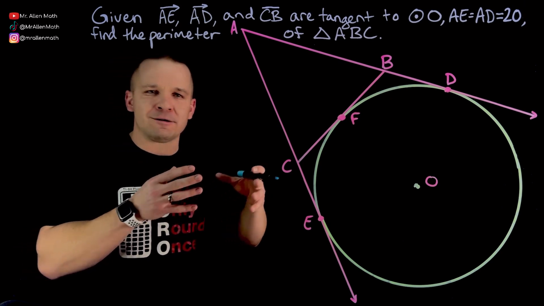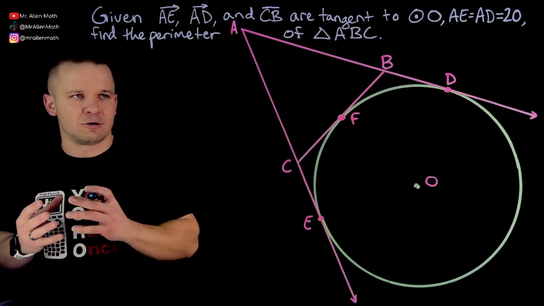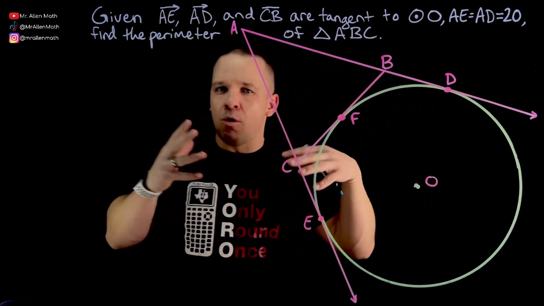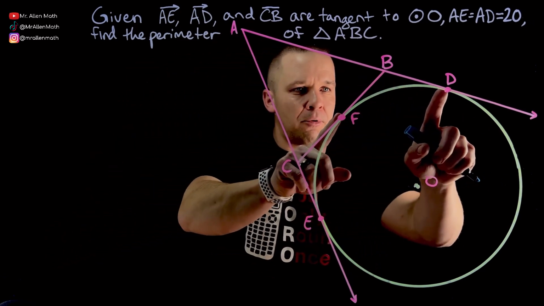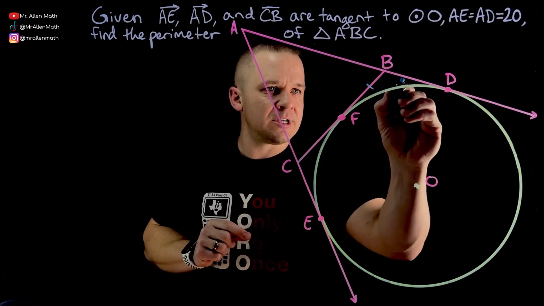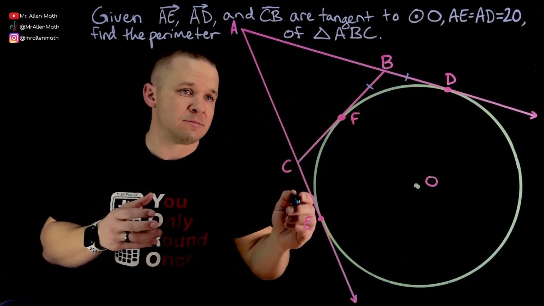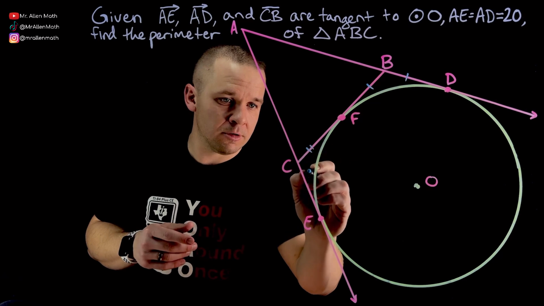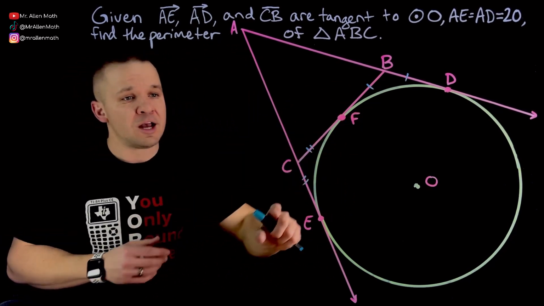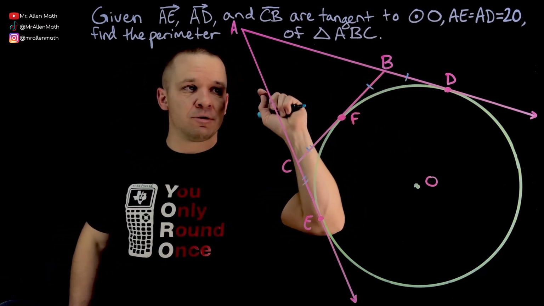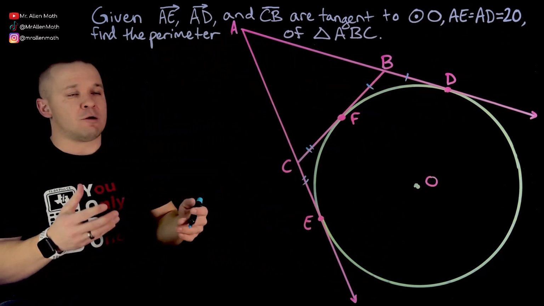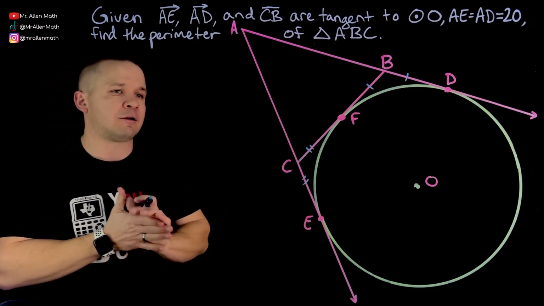So what do we know about tangents and circles? Well, if I have a tangent line, ray or segment, from the points of tangency to that external point out here, these two segments are going to be congruent, as will these two. But we don't know if all four of those are congruent to each other. It's just these two are congruent and these two are congruent, as is AD and AE, which are both 20 and follow that same pattern.